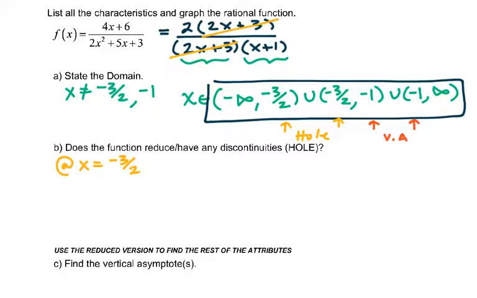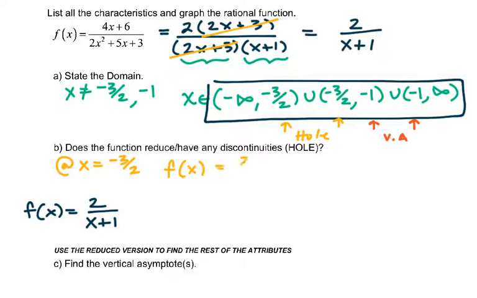So the hole being at x equals -3/2, we plug that into our reduced version, which is 2 over x plus 1. So f of x equals 2 over x plus 1. In this situation, f of x equals 2 over -3/2 plus 1. That gives me a 1/2 in the denominator, which is multiplying by -2, I get -4. So my hole occurs at -3/2, -4.